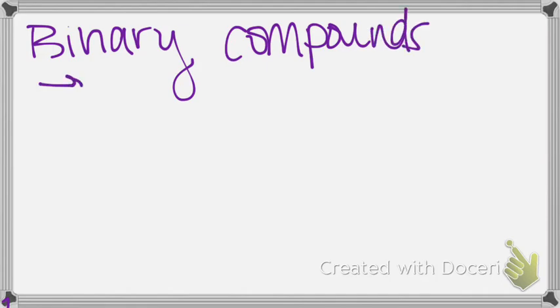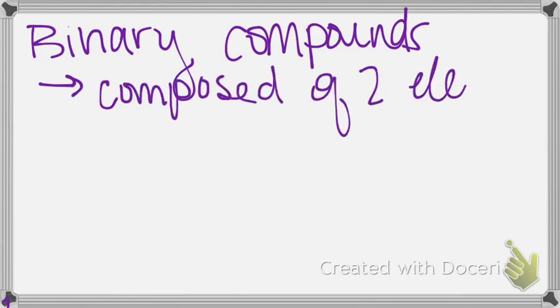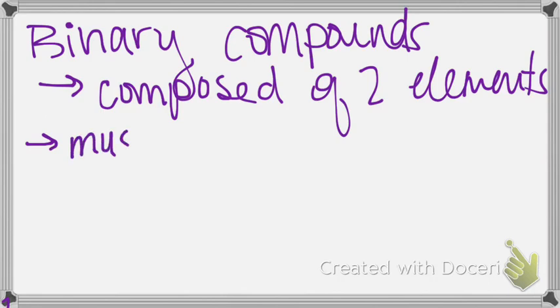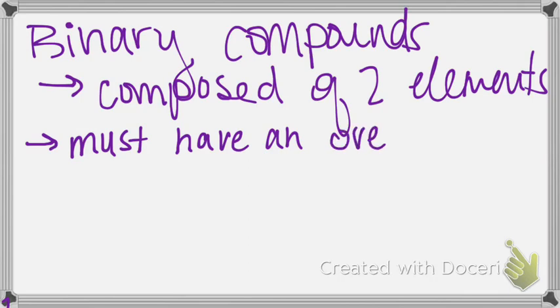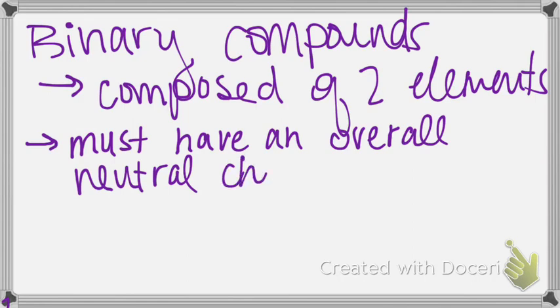Binary compounds probably have how many elements? 2. Good. They are composed of 2 elements. The thing about ionic compounds, and binary compounds as a part of that, but ionic compounds in general, must have an overall neutral charge. That's really, really important. Must have an overall neutral charge.